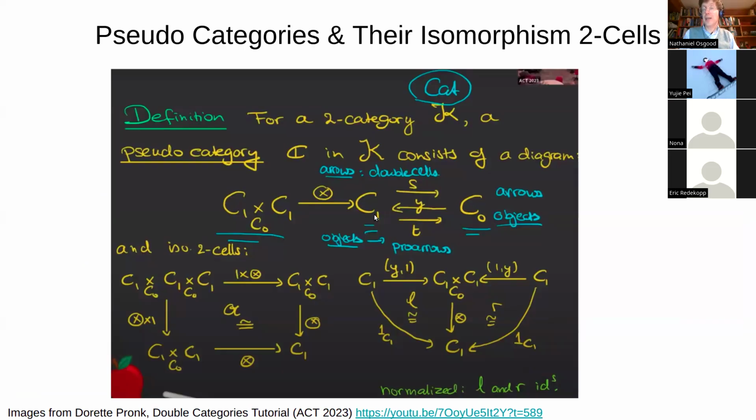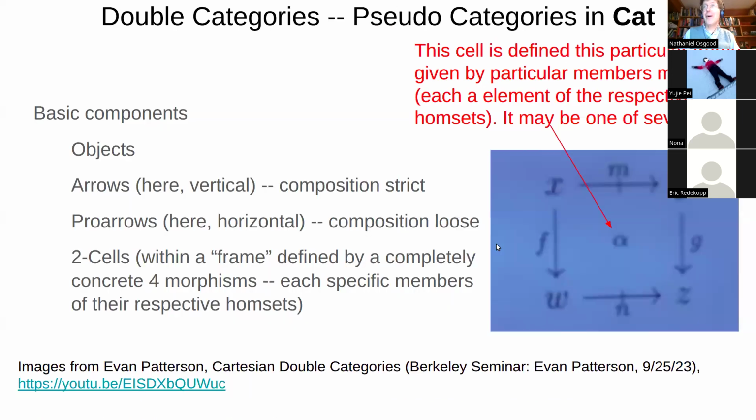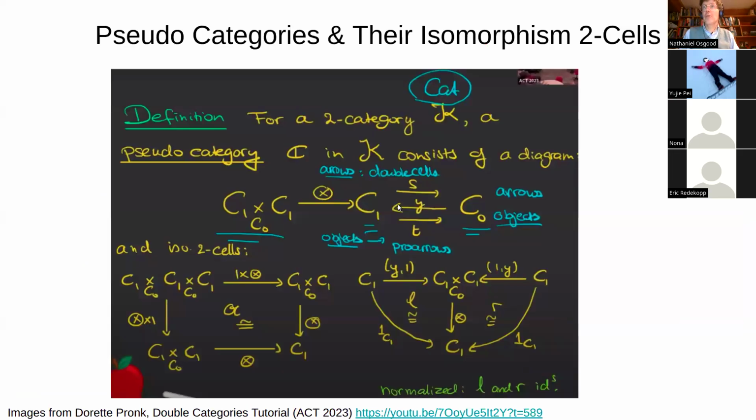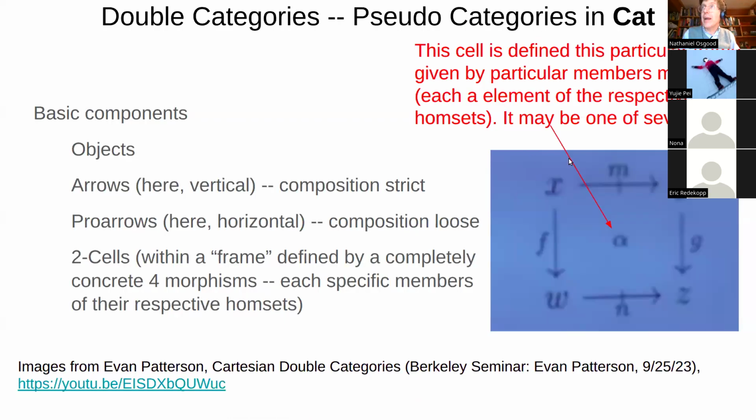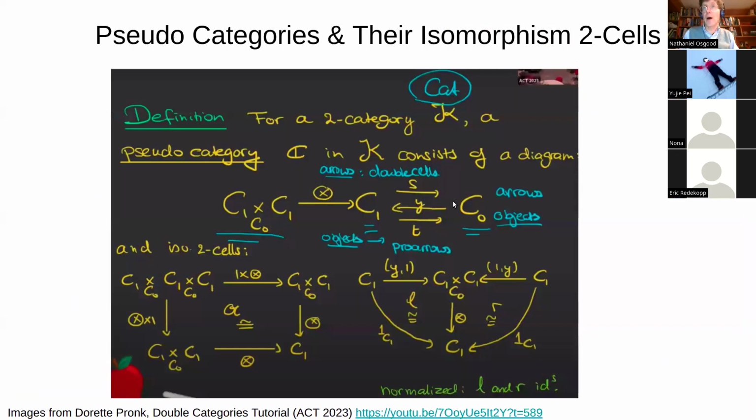What are objects in this category of arrows? What are the objects here? Does anyone remember? Pro arrows. Pro arrows. So they're these things. Okay. So this Y is telling what's the identity on an object here. Well, it's a pro arrow. It's an identity pro arrow. It just goes from itself to itself. So every one of these objects is an identity pro arrow from itself to itself. That's what this Y is.